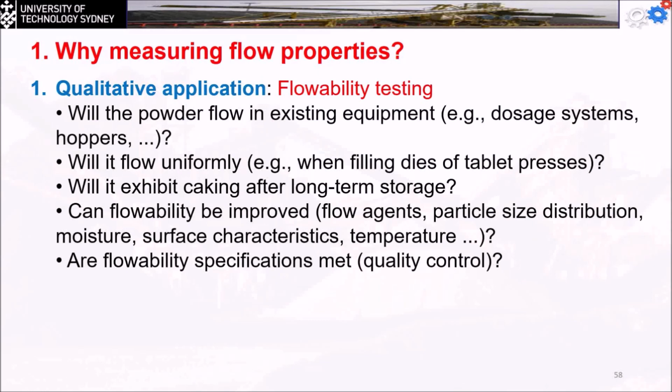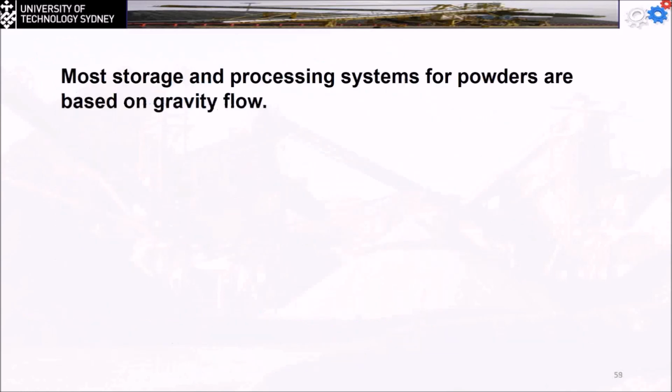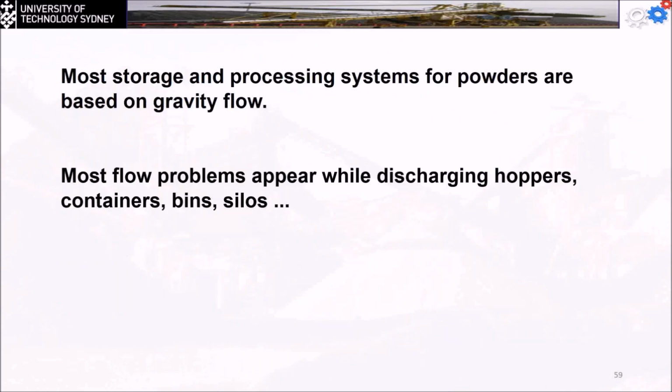Most of the storage and the processing systems for powders are based on gravity flow. You can add some equipment to increase the flowability, but usually we would like to open the flipper and have the powder flow directly. You don't have to add anything.